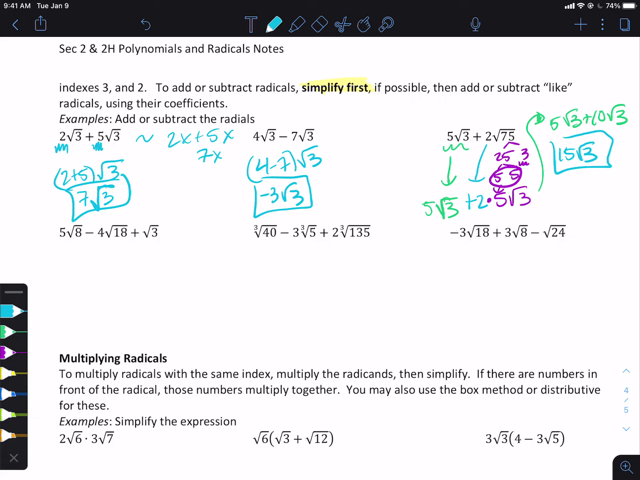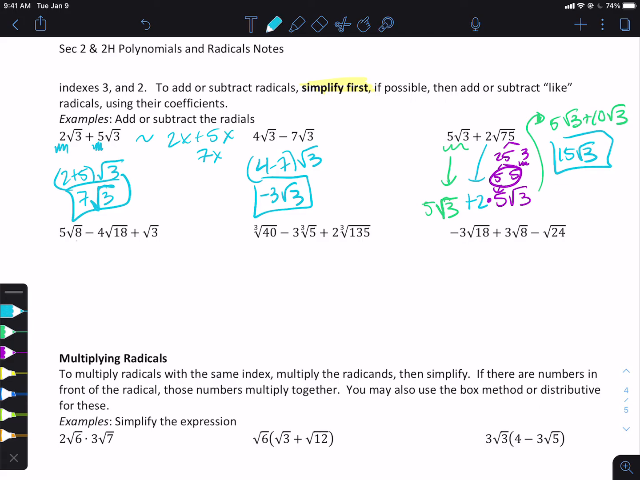So if we take a look at this next one, notice there's no like terms to begin with. You can see if there are like terms originally, and then try to add them together, and then break down and go from there. But oftentimes there aren't any like terms to begin with. So what we have to do is simplify the radicals.